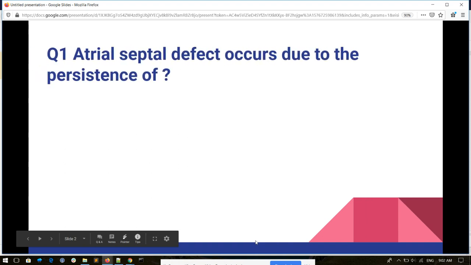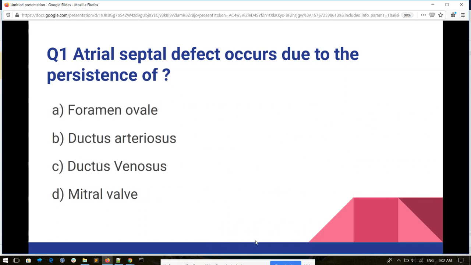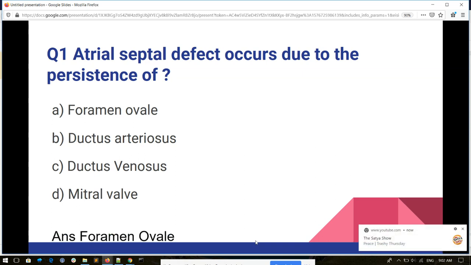So now let's start with my first question. Arterial septal defect occurs due to the persistence of foramen ovale, ductus arteriosus, ductus venosus, and a mitral valve. And its answer is a foramen ovale.